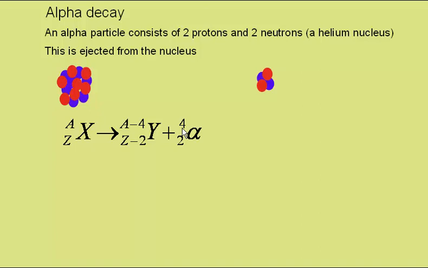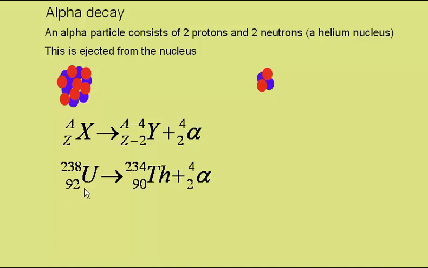We can represent this with a real element that undergoes alpha decay. Here we have uranium 238. It will lose 2 of its 92 protons to become thorium with proton number 90. It will lose 4 of its nucleons to have a nucleon number of 234. And here is the alpha particle with nucleon number 4, proton number 2.